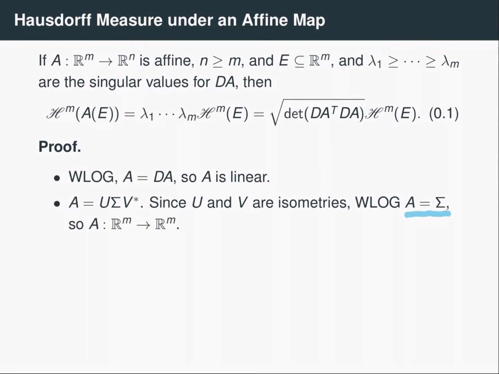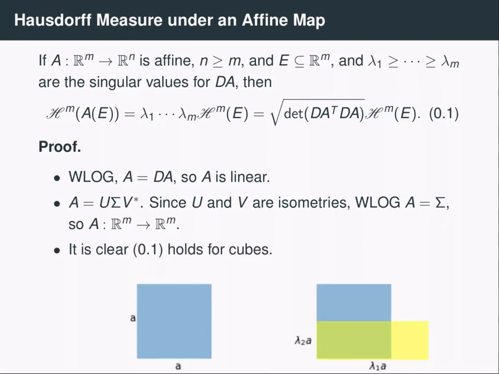Now, recall that our diagonal matrix sigma is equal to a square diagonal matrix followed by several rows of zeros. So the change in measure is really all happening in the square diagonal matrix, since the act of adding zeros onto a vector is itself an isometry. So without loss of generality, we'll assume that A is a square diagonal matrix, going from Rm to Rm. In this case, it's clear that the equation above holds.